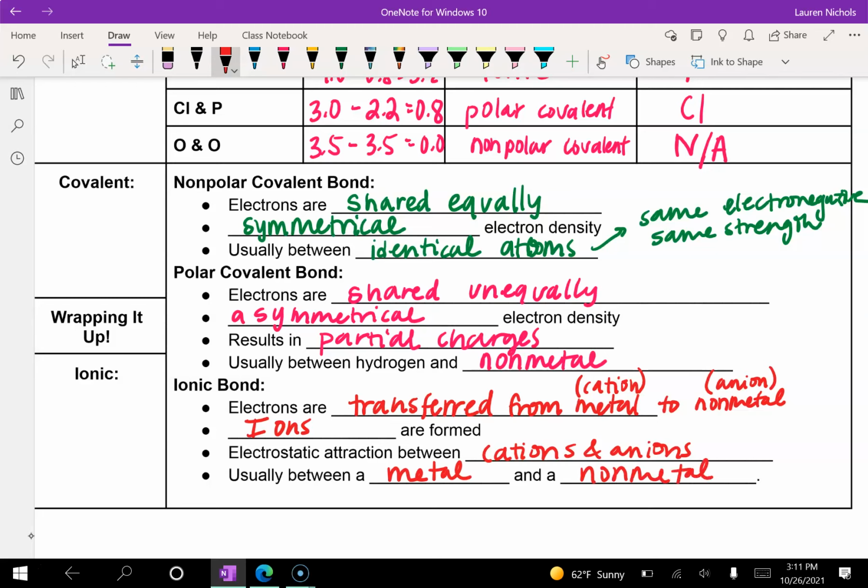Now, using these notes, you're going to be able to practice identifying what type of bond will occur and the properties of them.